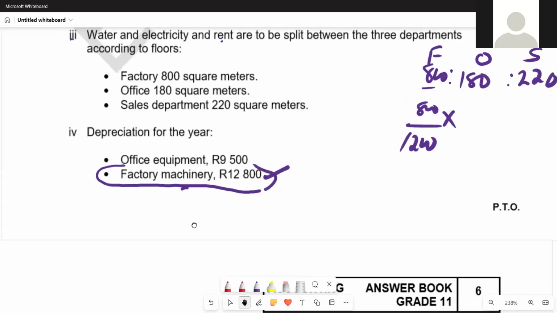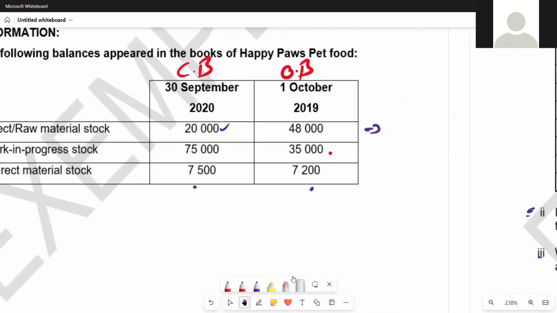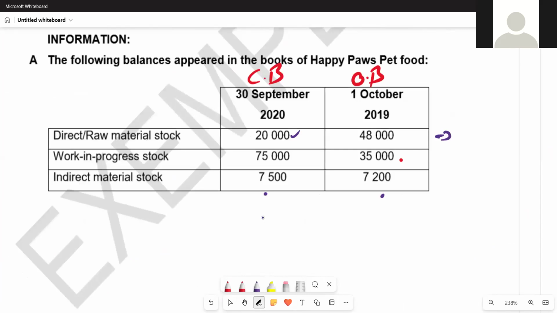So if you come here, I see that for work in progress, we have got a balance c/d of 75,000. Because this is the balance at the end, the balance at the beginning, 75,000. We put it at the beginning of the account, then this one becomes the balance at the end, which is the balance c/d 75,000. So you can come here.